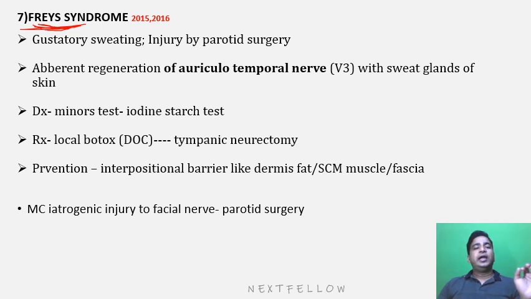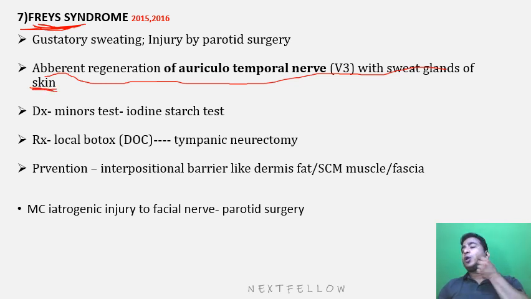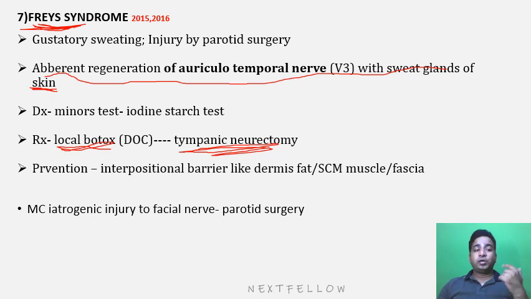So how does it happen? It is because of aberrant regeneration of the auriculotemporal nerve with the sweat glands of the skin. So this auriculotemporal nerve gets connected with the sweat gland. Whenever the patient is chewing any food, the auriculotemporal nerve gets stimulated, and because it is connected to the sweat gland, there will be extreme or excess sweating. What is the treatment? Again, Botox is the treatment. So you have to inject Botox locally. This is the drug of choice. And if this doesn't help, what we can do is tympanic neurectomy. Okay. So, and what is the test for this?